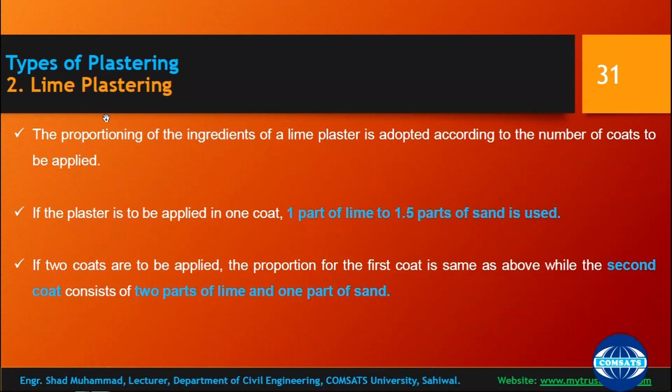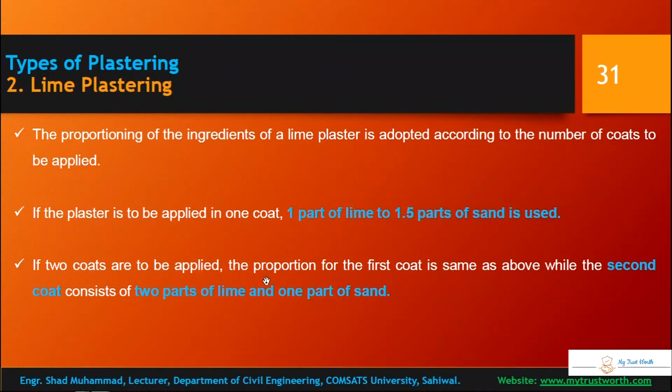Second type of plastering is lime plastering. The proportioning of the ingredients of the lime plastering is adopted according to the number of coats to be applied. Alright, if the plaster is to be applied in one coat, 1 part lime to 1.5 parts sand is used. As you know, lime is weaker and provides less adhesion than cement. So with lower parts of sand, a higher proportion of lime is used.